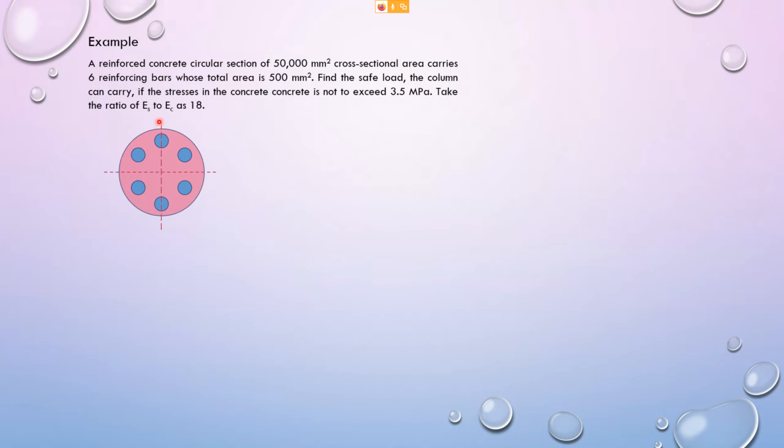This is the reinforced concrete column. The pink color is the concrete and the blue color is the steel rods. So the area of the concrete circular section, that means you have to find the cross section of the concrete that is shaded in pink. So you have to take the total area of this circle, that is 50,000, minus the area of each individual small circles here. That means minus each individual blue circles here.